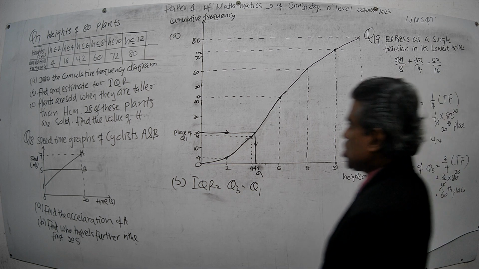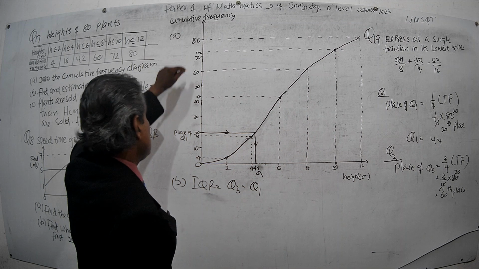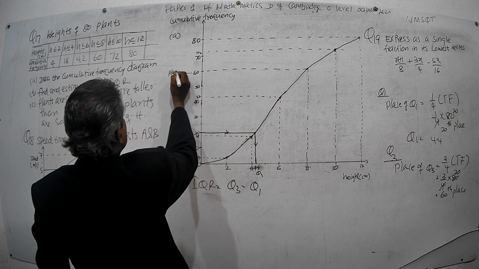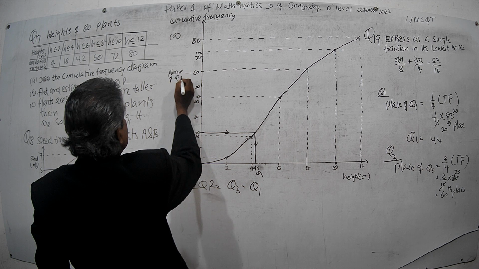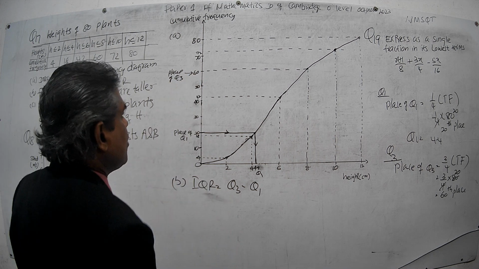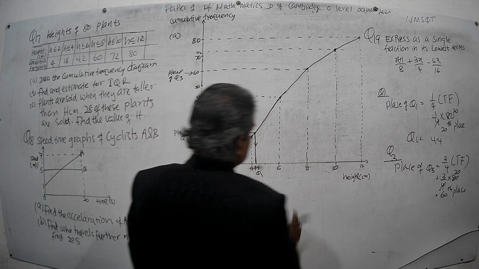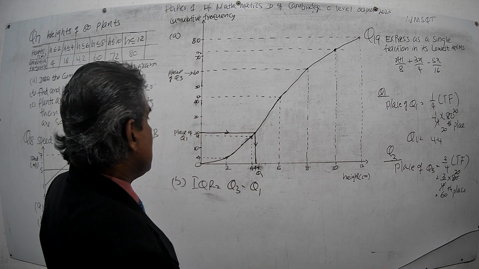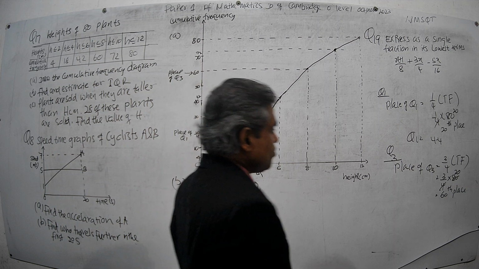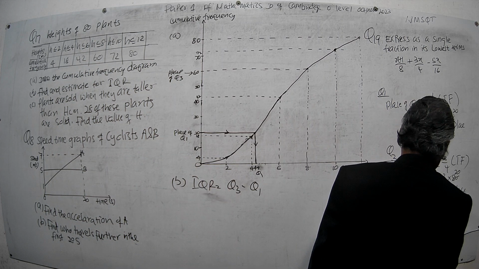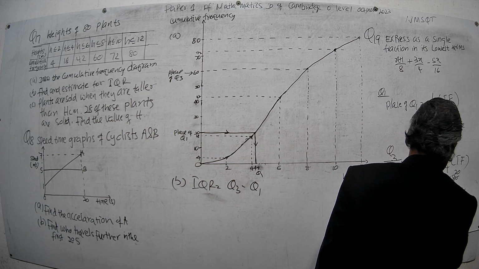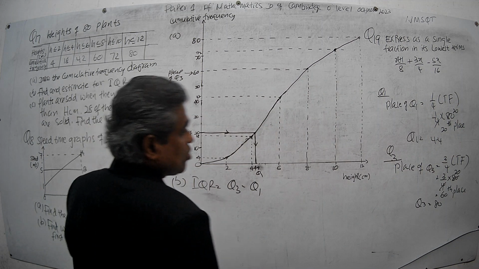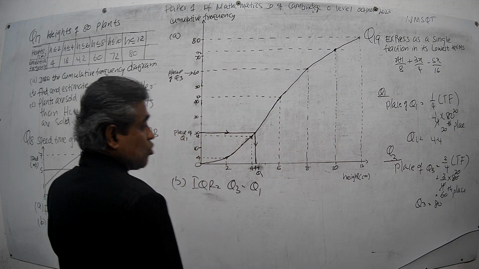Go and mark the 60th place on the cumulative frequency axis. This one. Then place of Q3, this one, the 60th place. Then the value for the 60th place is how much? That is 80. Then you write, Q3 equals what? Value is 80.